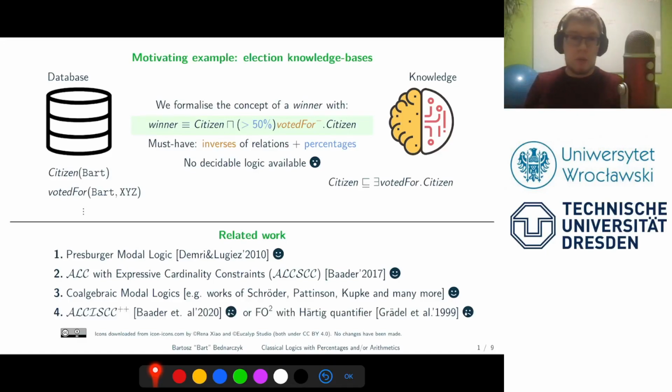And then we have two logics that can express inverses and percentages. For example, there is a logic called ALCI SCC++, whatever it means. This is done by Franz Baader and other people in 2020 in IJCAI. And there is also a logic called FO2 with Härtig quantifier. But unfortunately, both of these logics are undecidable. So we cannot really use them for reasoning about winners of elections.